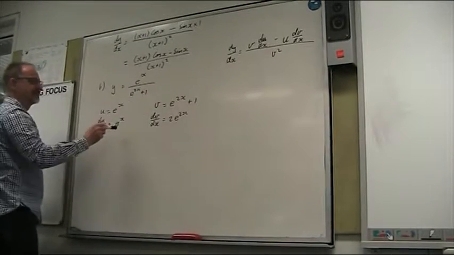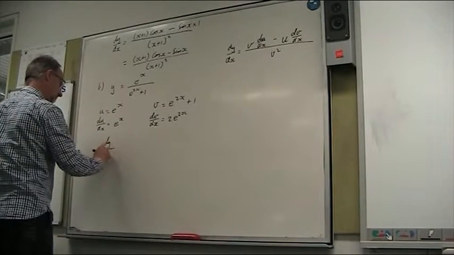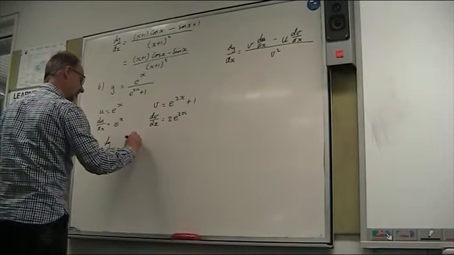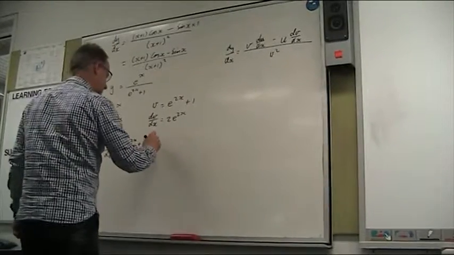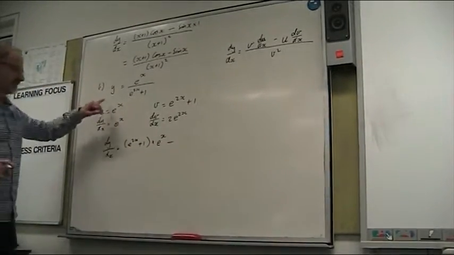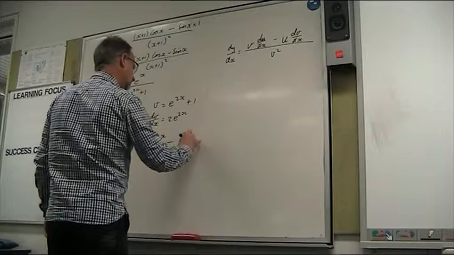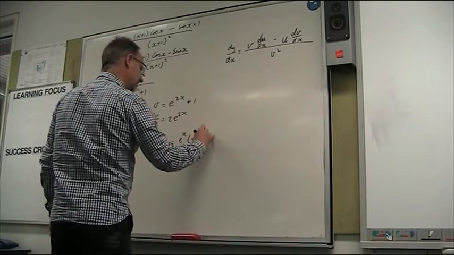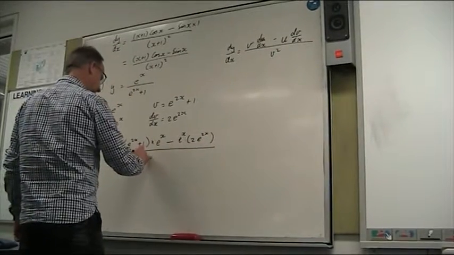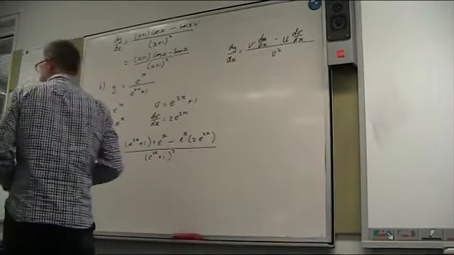Alright, so it's v times du dx. So it's e to the 2x plus 1 times e to the x. From that we take u, which is e to the x, times 2e to the 2x, all over e to the 2x plus 1 all squared.